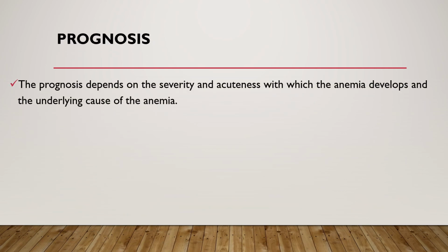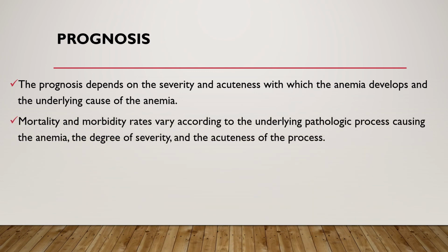When we talk about the prognosis, it depends on the severity and the acuteness with which the anemia develops and the underlying cause of anemia. And the mortality and the morbidity rates vary according to the underlying pathologic process causing the anemia and the degree of severity and also the acuteness of the process.